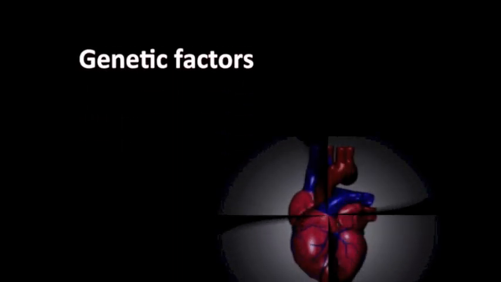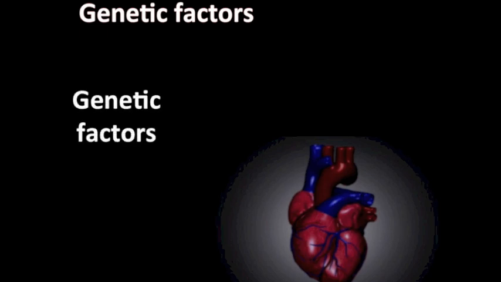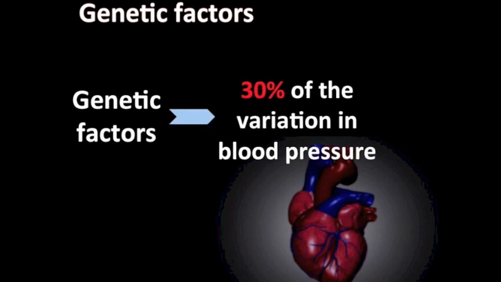Hypertension is about twice as common in subjects who have one or two hypertensive parents, and many studies suggest that genetic factors account for approximately 30% of the variation in blood pressure in the various populations.